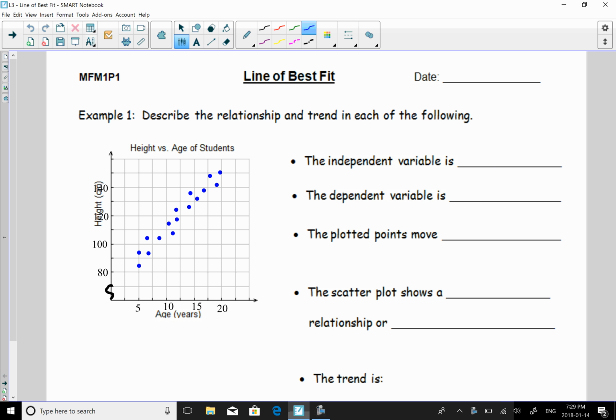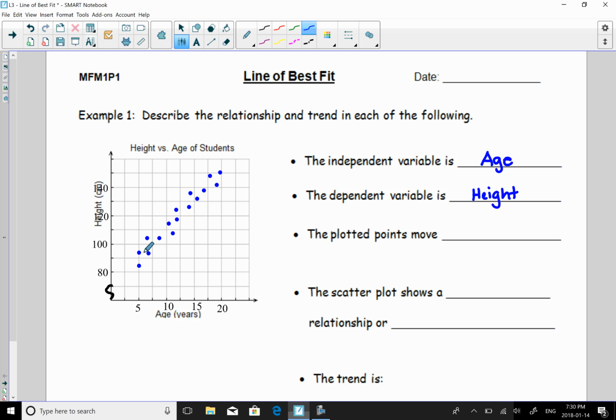So the independent variable is, in this case, the age. And we know that because it's on our horizontal axis, also sometimes known as an x-axis. In this scenario, we're talking about age versus height. Age would be our independent variable because that happens independently. And then height is on our vertical axis, or sometimes known as a y-axis.